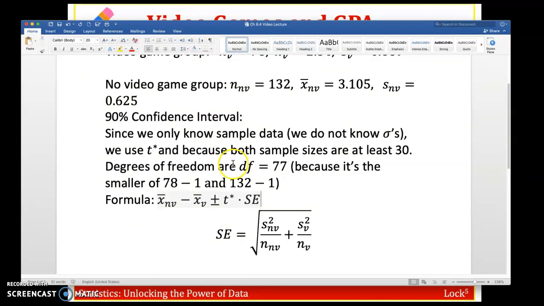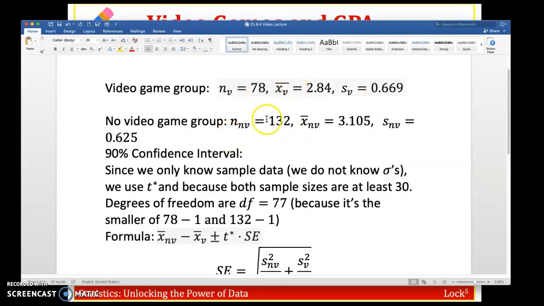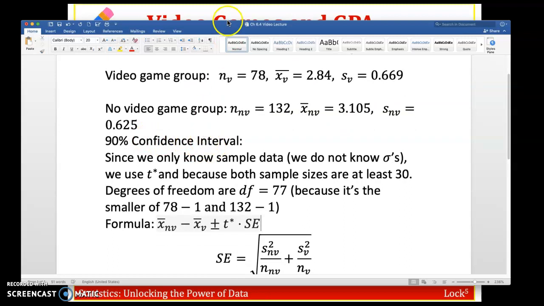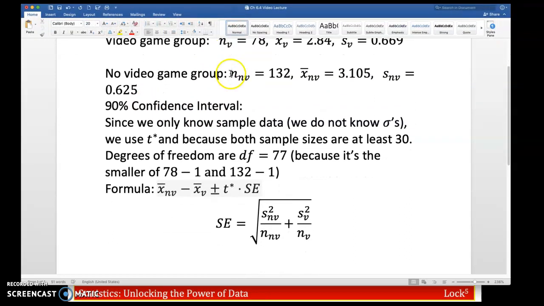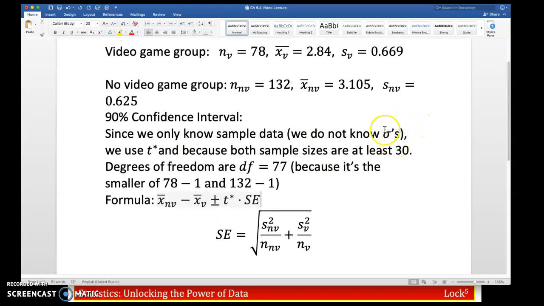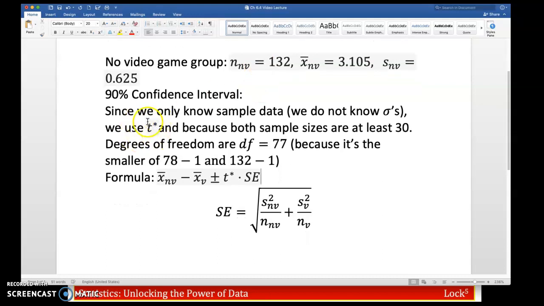So here's what we had so far. I just condensed that information into our sample statistic variables here for the video game group, the non-video game group, and then how to create a confidence interval. Noted we only know the sample data. We don't know anything about population standard deviation, and sample sizes are both 30 or more, so we can use t-star.